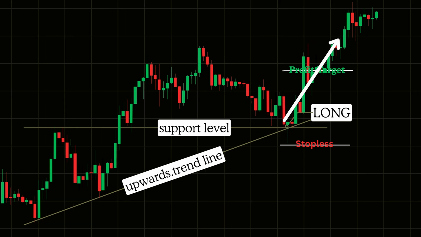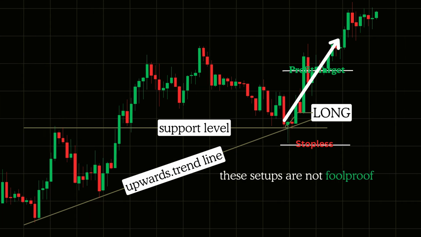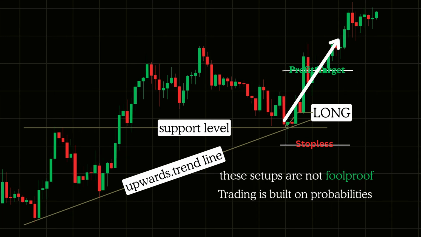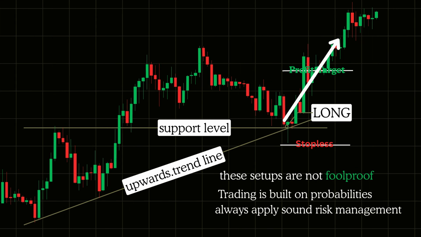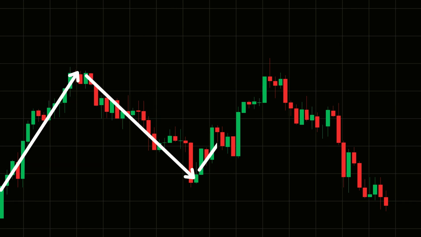But a word of caution, these setups are not foolproof. Even high-quality entries can fail. Trading is built on probabilities, not certainties. So never bet everything on a single trade, and always apply sound risk management practices like the ones I've just explained. Now let's look at more examples of these high-quality setups.